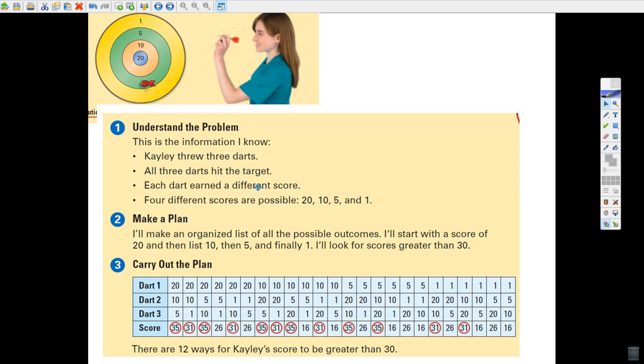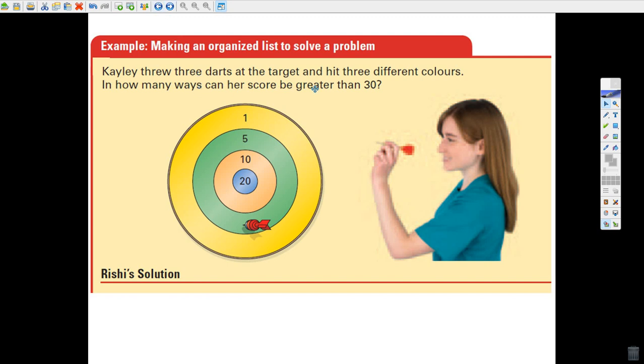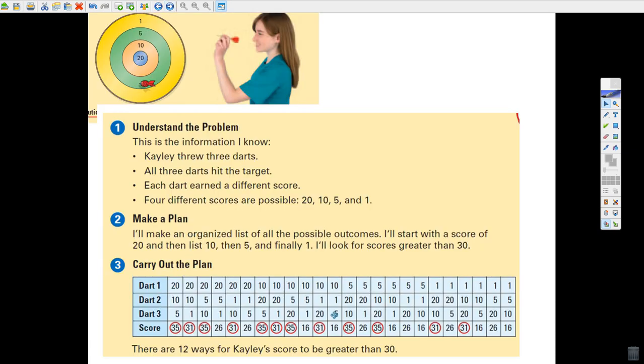Oh, this thing here, each dart got a different score. Now, that's pretty weird. So she didn't get 3 20s in a row. So that's one of the rules it starts off with. I was just thinking, gee, if it was a real dart, she could get 3 20s in a row. But it doesn't. And she hit 3 different colors. So that's what happened with her in this game. Well, if that's the way it happened, she just laid the whole thing out here. There's 12 ways for Kaylee to get a score greater than 30.